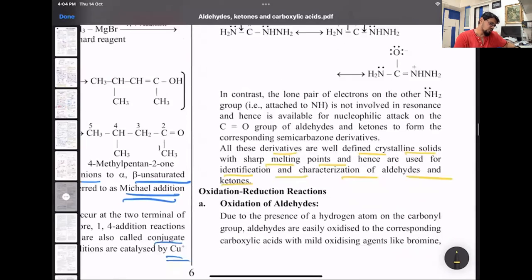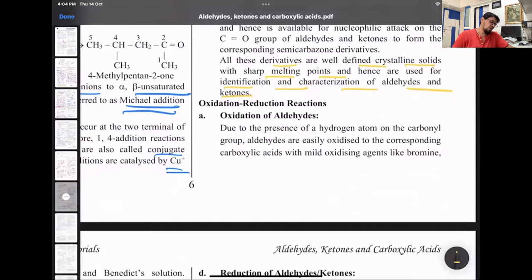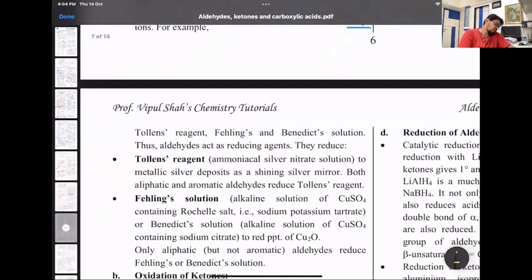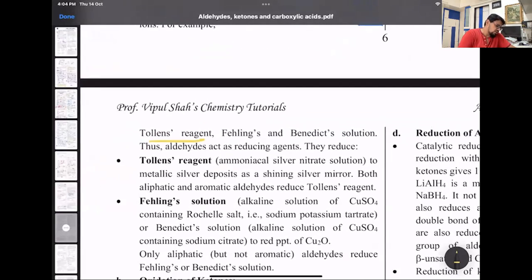Then oxidation reduction reactions taking place over there. In the presence of hydrogen on the carbonyl group, we all know aldehydes are easily oxidized to acids. So in the presence of solutions like Tollens reagent, Fehling solution, Schiff's reagent, and also Benedict's solution, aldehyde acts as a good reducing agent. Why? Because in aldehyde, there is one H directly attached to the carbonyl group, which explains the reducing properties.